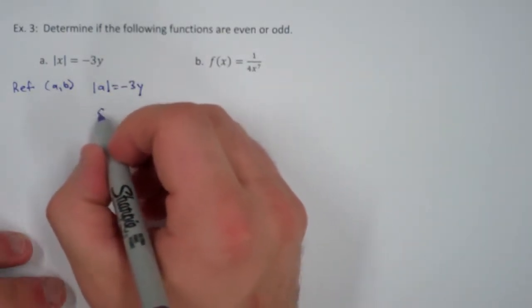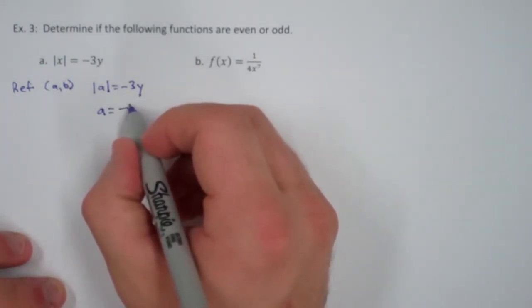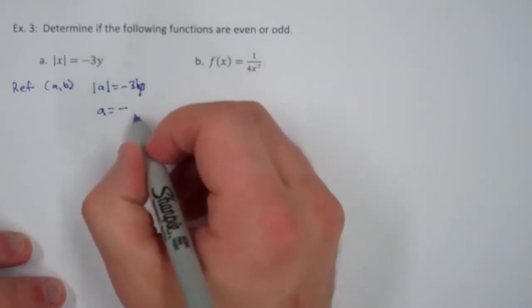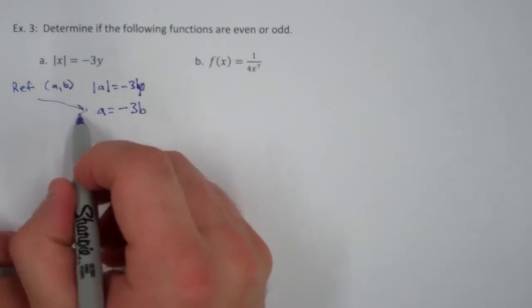The absolute value of a is just a. Remember, a is positive and b is positive. And that'll be, oops, sorry, I should have made that a b there. And that'll be negative 3b. So here's our reference equation right there.